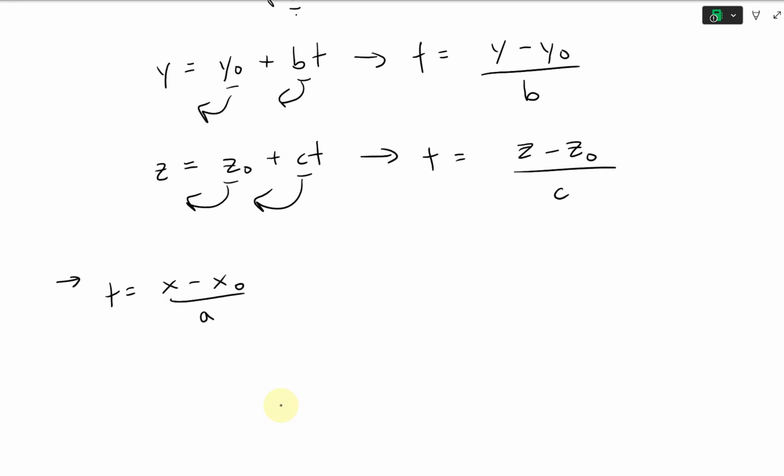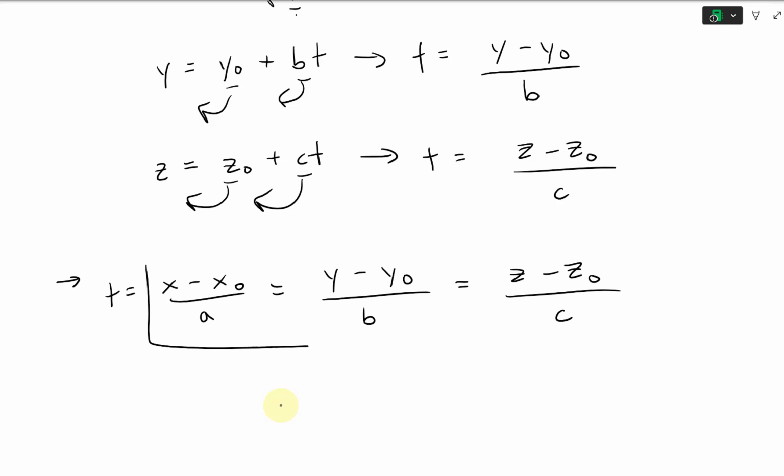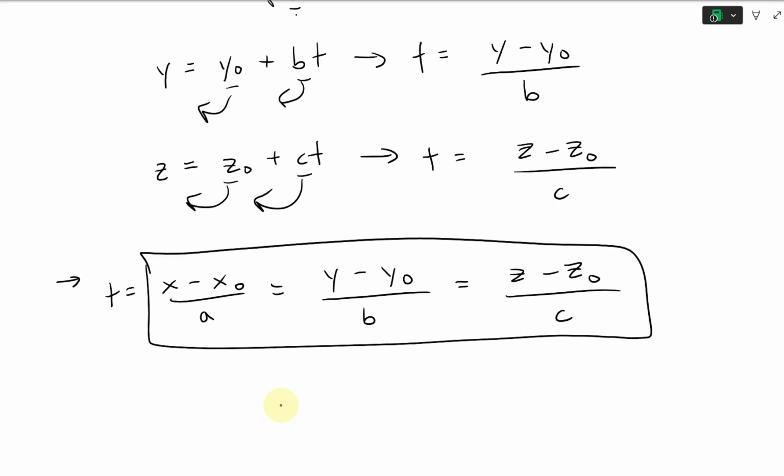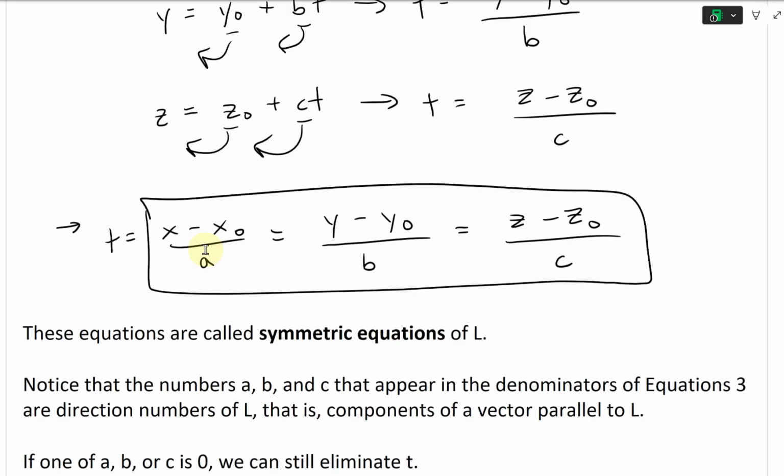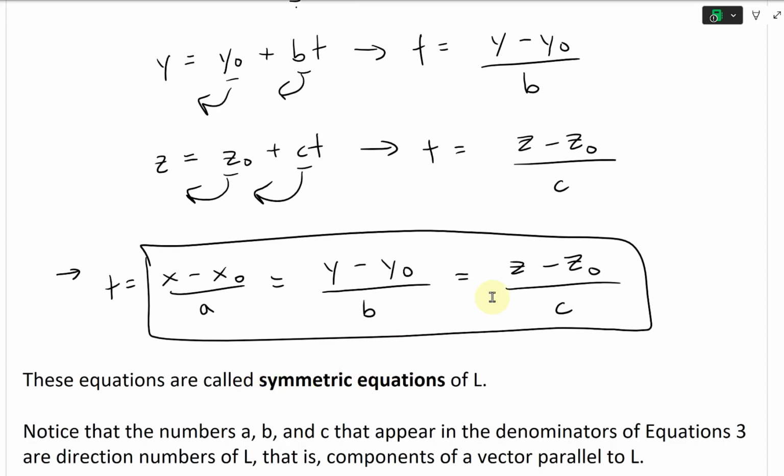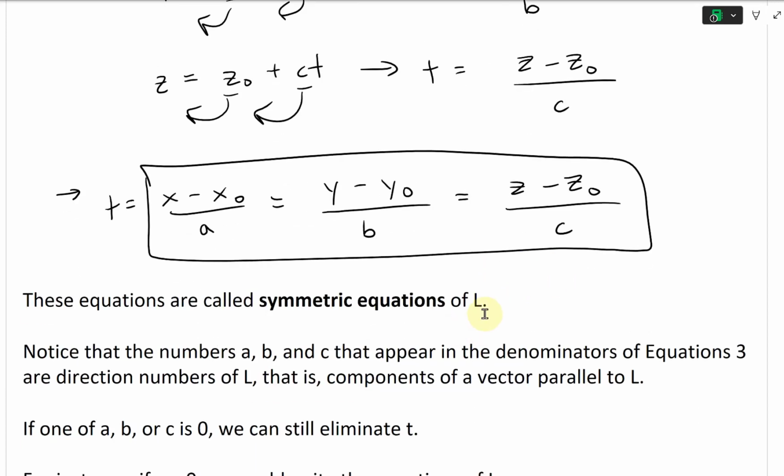x minus x naught divided by a is equal to t, and these are all t. So y minus y naught over b equals z minus z naught over c. We can box these in like that. These equations are called symmetric equations of the line L.